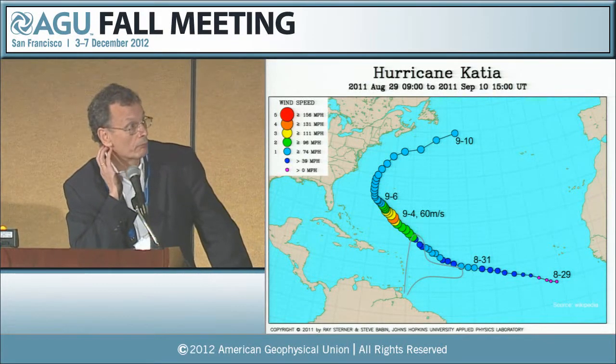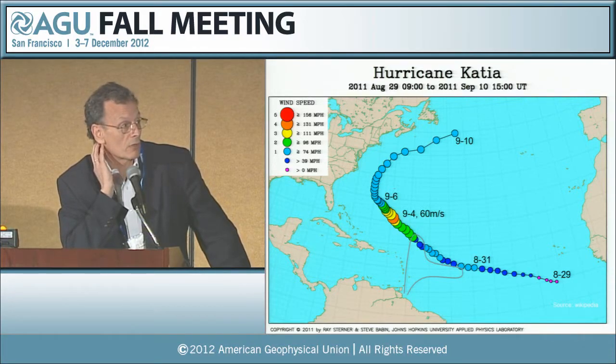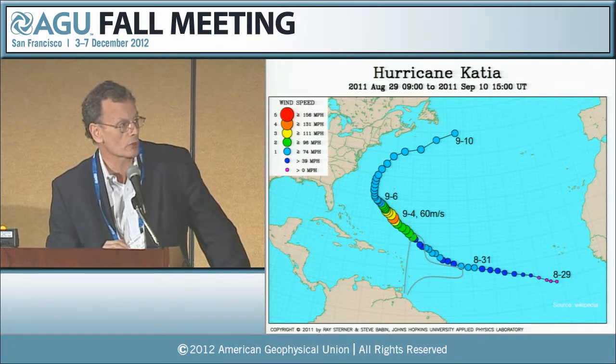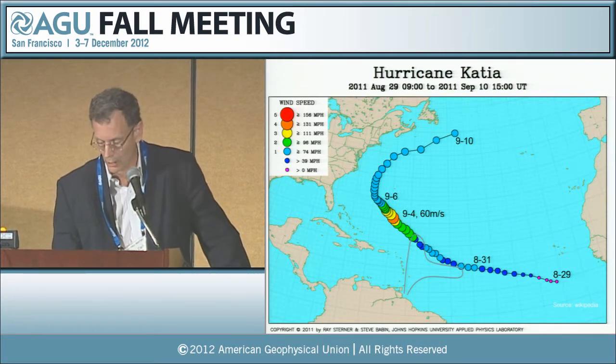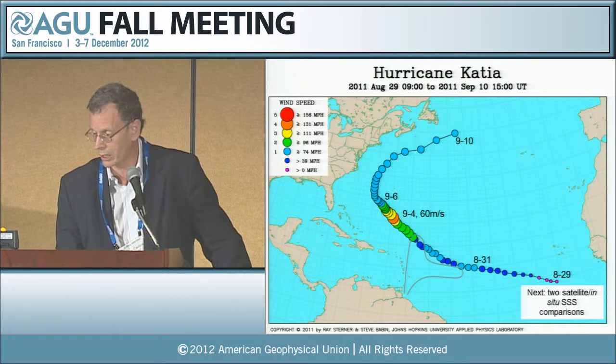So this is the track of Hurricane Katia. It's another one of these Cape Verde hurricanes, so it forms off West Africa in late August. It sweeps north and westward across the tropical Atlantic and catches the northern edge of the Amazon plume, which is indicated in schematic there by that gray line. And we'll be interested in looking at the ocean response to Katia.